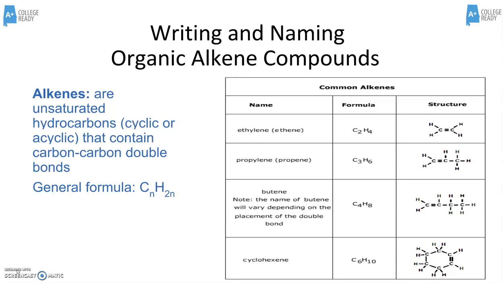Hexene is common; it can be a straight chain or in a cycloform. I just want to give you an example to see what a cyclic organic compound alkene would be.